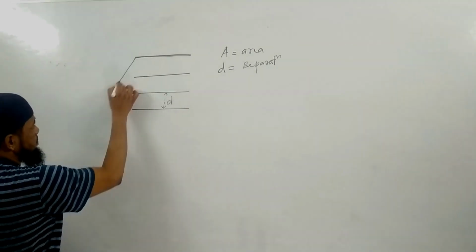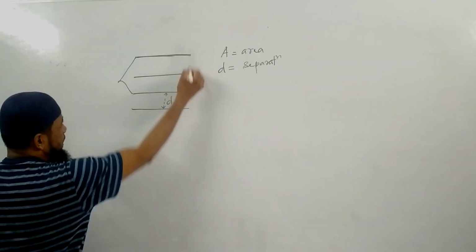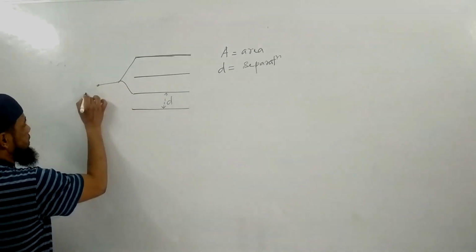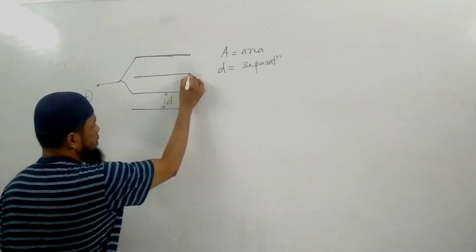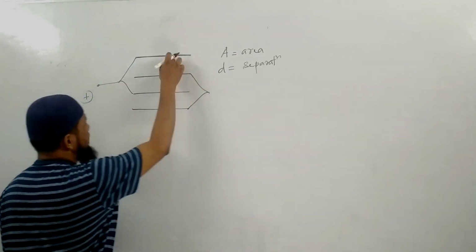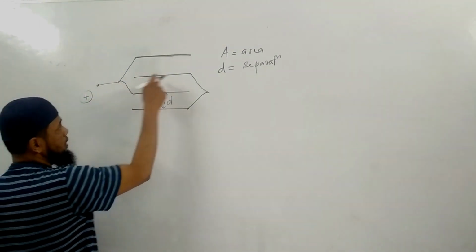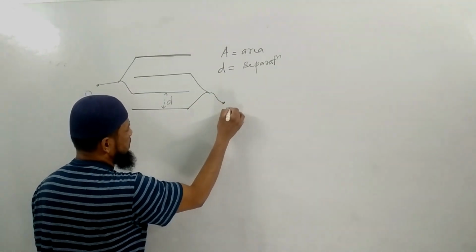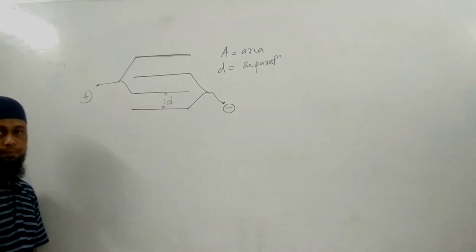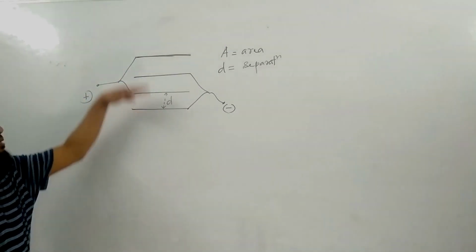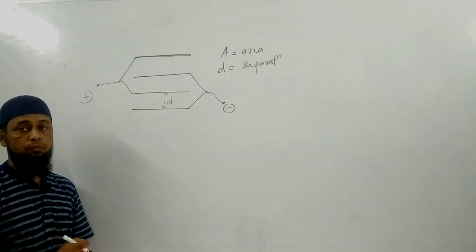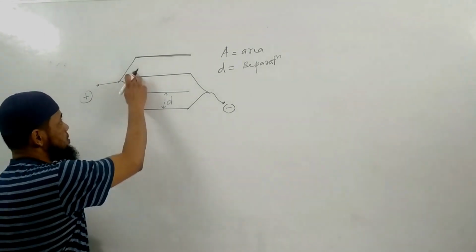Now here, plate 1 and plate 4 are connected to the positive terminal of the battery, and plate 1 and 3 connected to the positive terminal, and 2 and 4 connected to the negative terminal, for example. Then what will be the capacitance of this system? What will be the capacitance of this system?